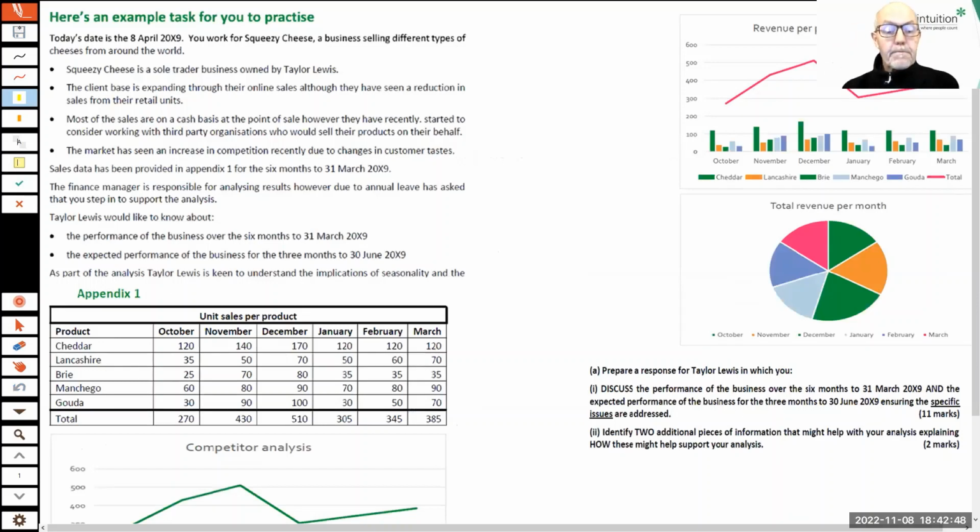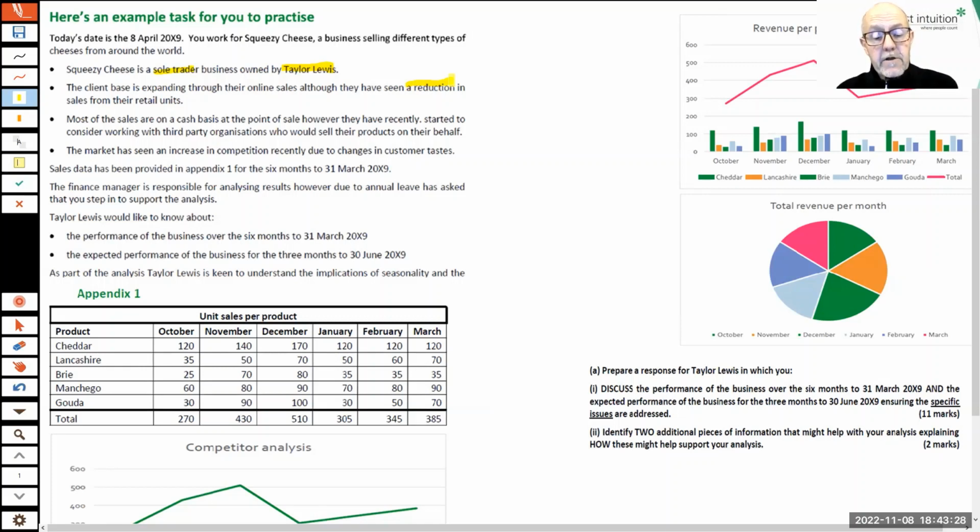quick sample task. Okay, I've condensed this as best I can onto a sheet. We've got a couple of graphs. We've got a table of numbers. We work for Squeezy Cheese, a business which sells different types of cheeses from around the world. So it's a sole trader owned by Taylor Lewis. Client base is expanding through online sales, though they have seen a reduction in sales from retail units. That's kind of the world over at the moment, isn't it? Most of the sales are on a cash basis at the point of sale.